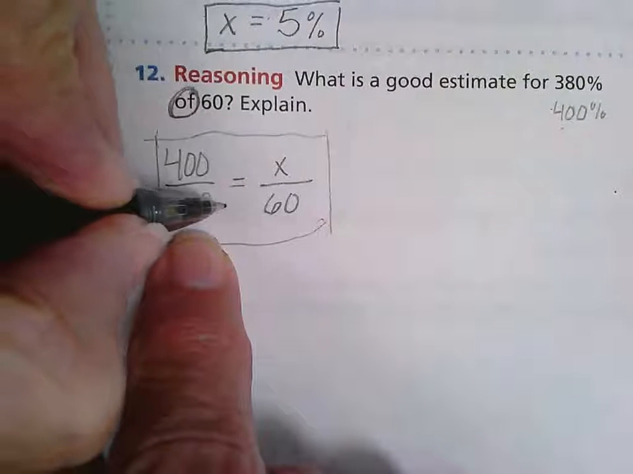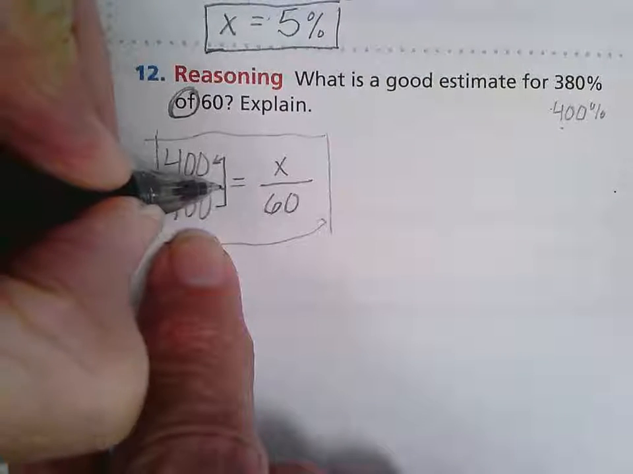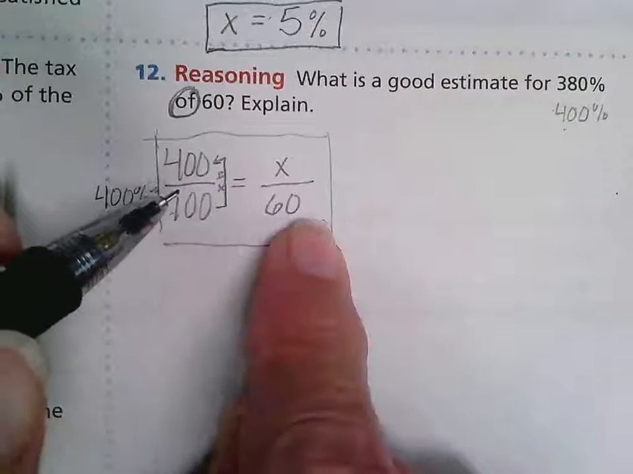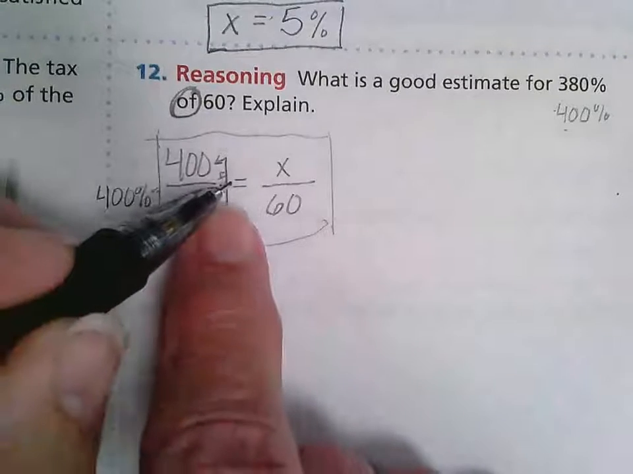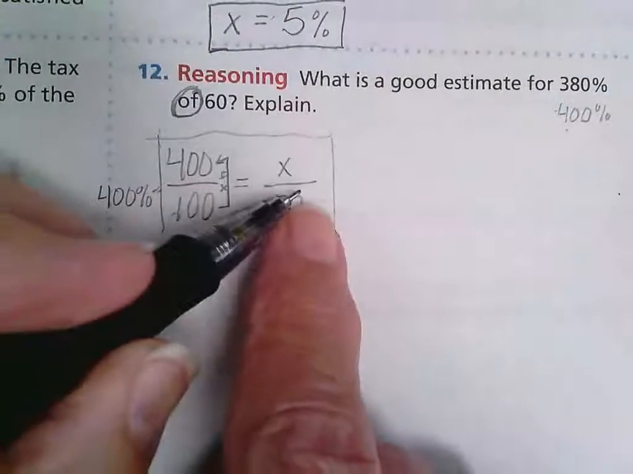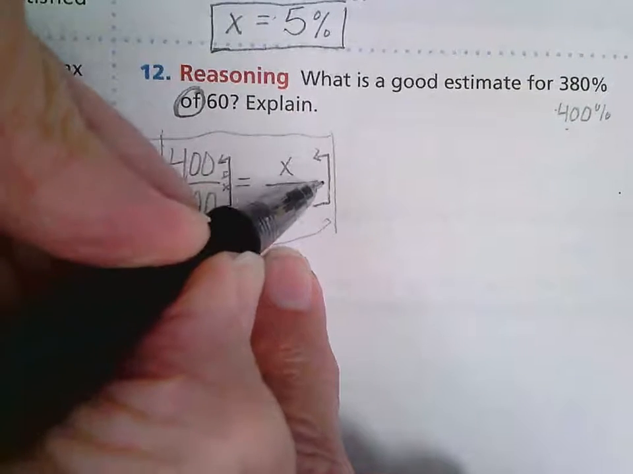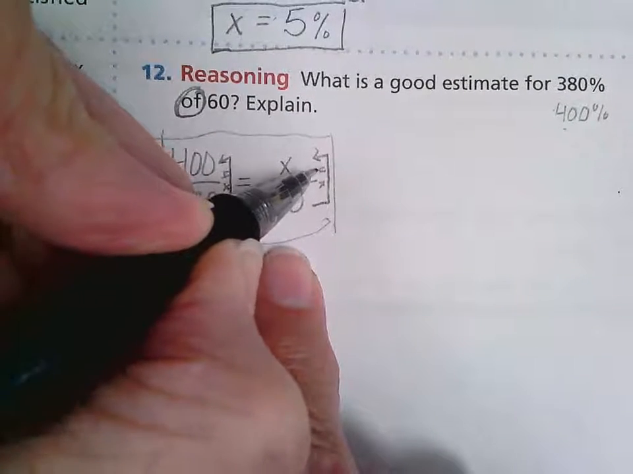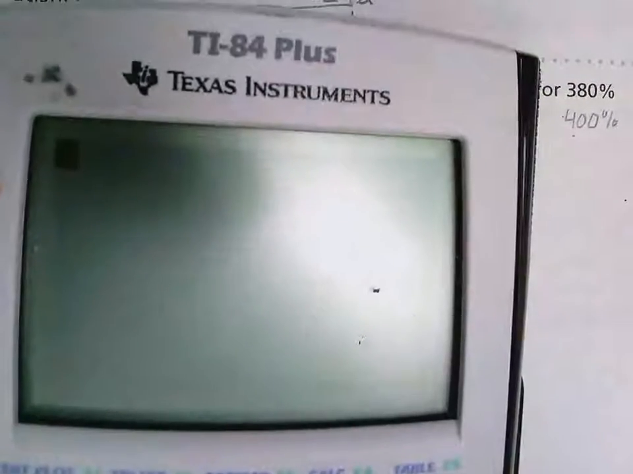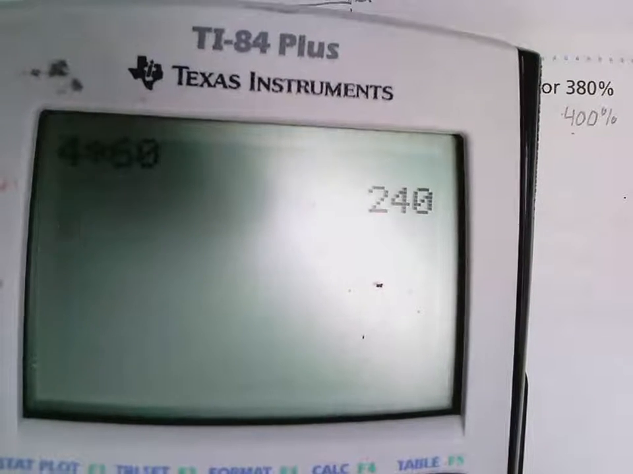If I multiply 100 times 4, I would get 400. So if I do that here, for these to remain equal, remember whatever I do on one side of an equal sign, I have to do on the other. I can multiply by 4 over here. And if I don't know what 60 times 4 is, well, I've got this thing. 4 times 60 equals 240.